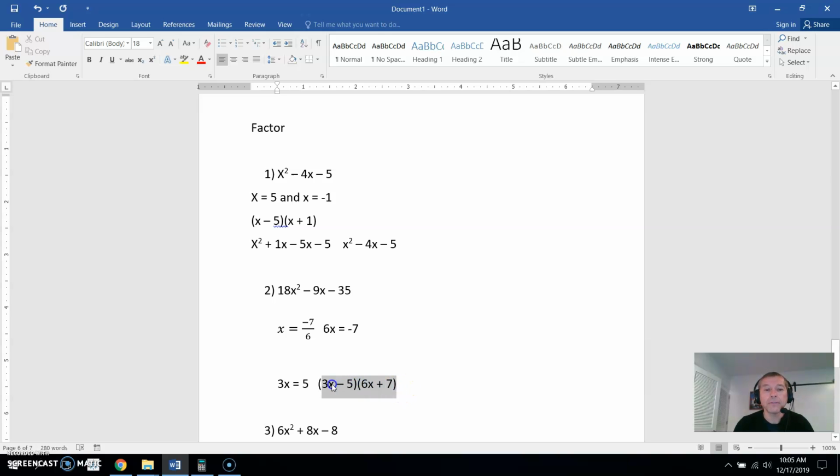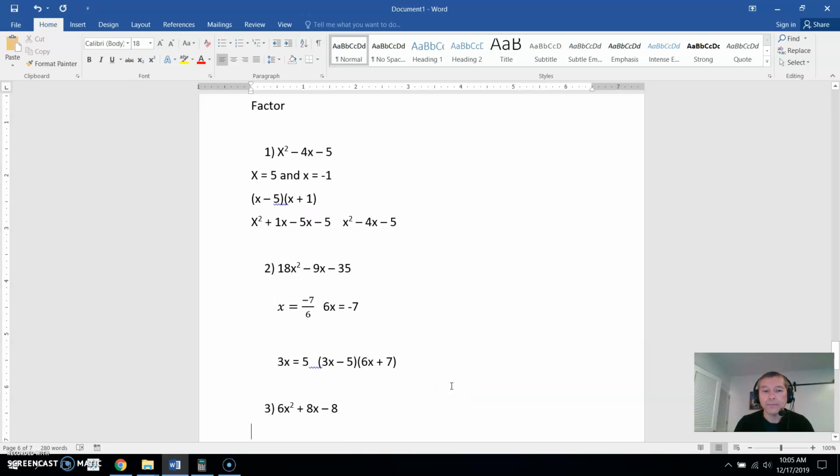This would be a rather difficult one to factor by hand, but there it is, completely factored for you. Now what I always do is I check and make sure the first two terms, when you multiply them together, you get the first term here. Well, 3x times 6x, 3 times 6 is 18. And x times x is x squared. So we're good. Let's take a look at the next one.